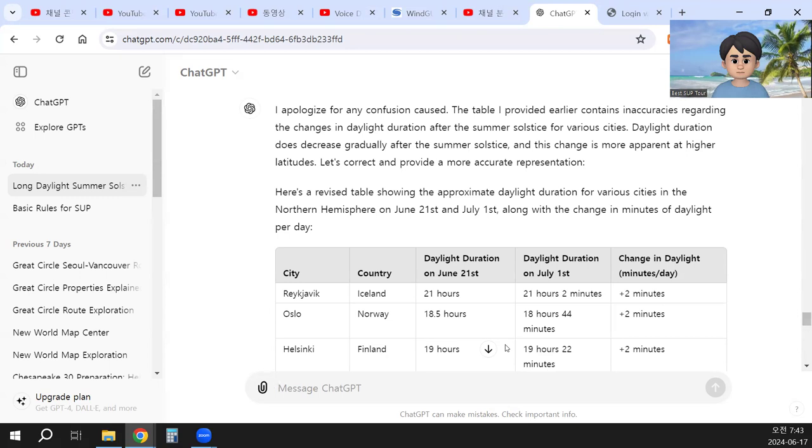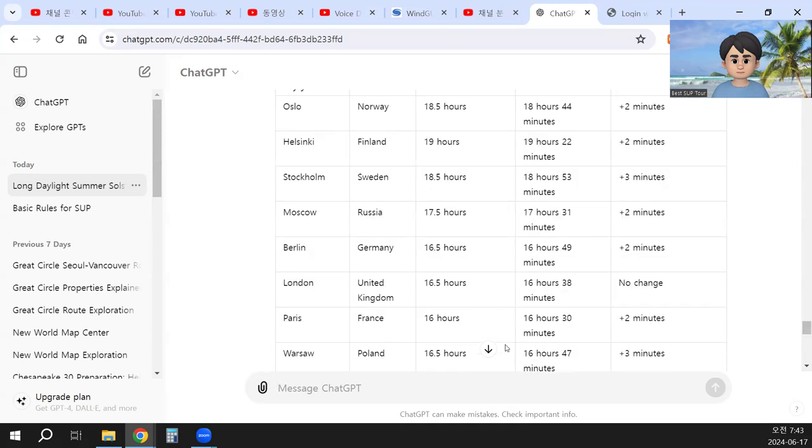Daylight reduces. No change, even no change.